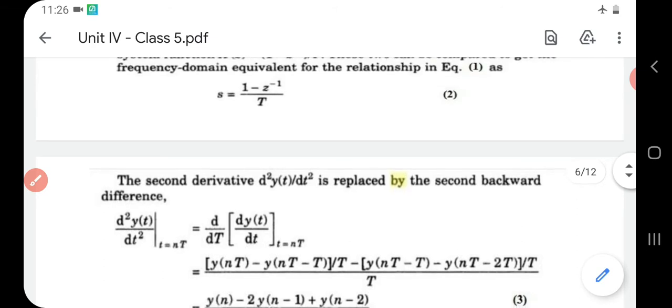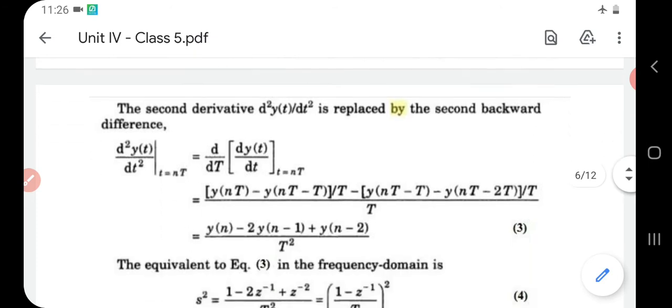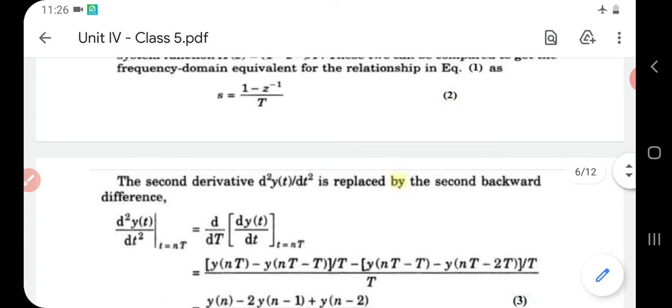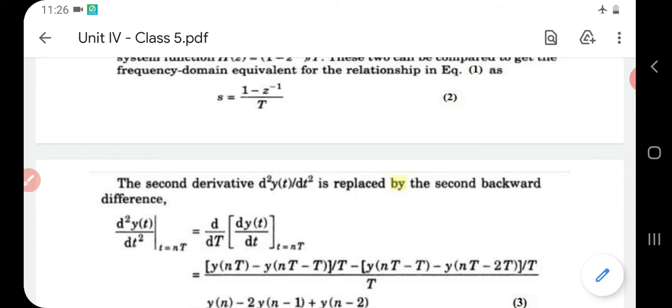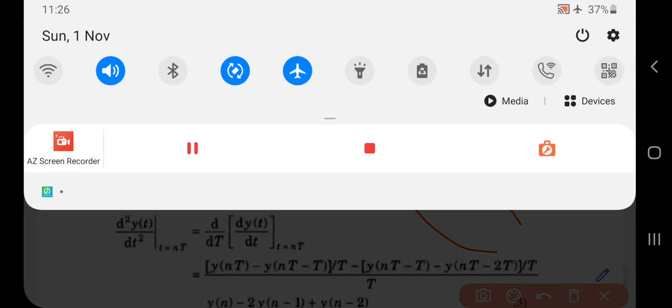So s is equal to 1 minus z raised to minus 1 by T. s means s raised to 1. Okay. Now what is equation 4? s square is equal to 1 minus z raised to minus 1 by T the whole square. That is, you are just squaring this equation 2. That is, LHS you are squaring and RHS you are squaring. So if it is like that, then what will be s raised to i? The ith term, s raised to i, will be 1 minus z raised to minus 1 by T whole raised to i. Okay.